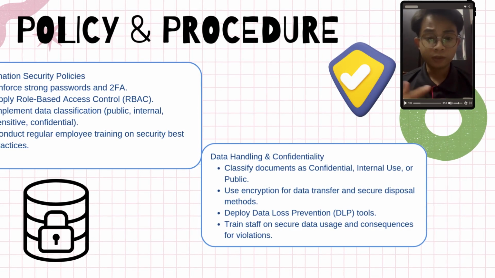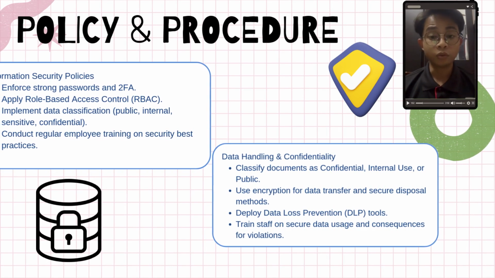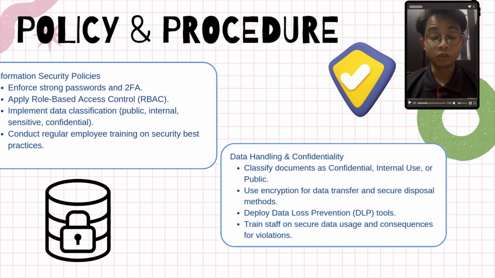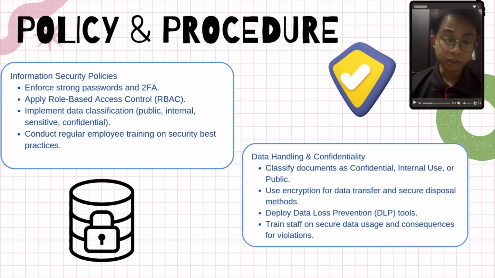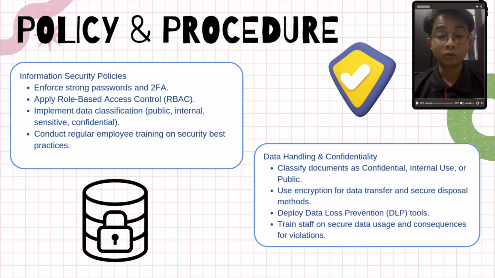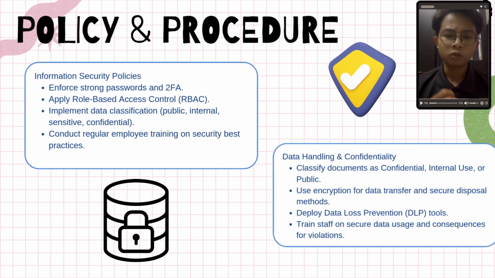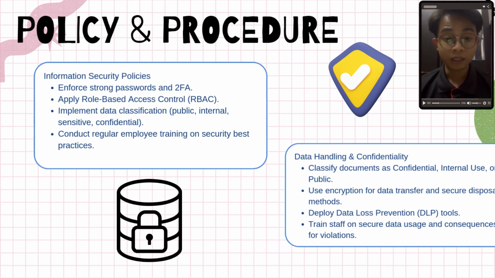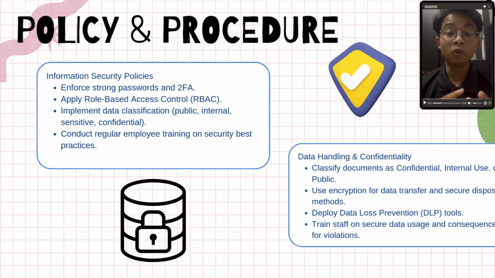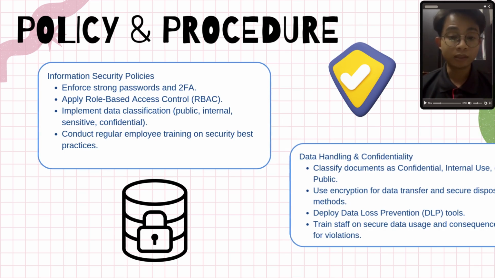Okay, to begin with, the first step is to establish strong information security policies. This includes enforcing the use of strong, unique passwords and implementing two-factor authentication across all systems. By doing so, we reduce the risk of password-related breaches. Additionally, we recommend applying role-based access control, or RBAC, where employees only have access to the data they need for their job. This should be supported by a data classification system where all company information is labeled according to its sensitivity, like public, internal, sensitive, or confidential. Just as important is conducting regular cybersecurity training so employees are constantly aware of their responsibilities and the risks involved.